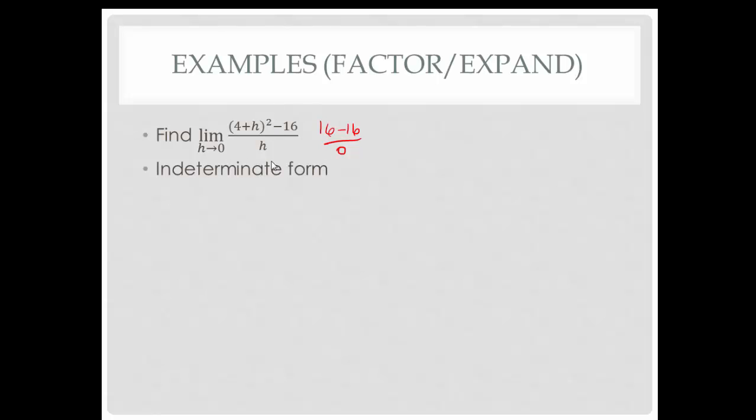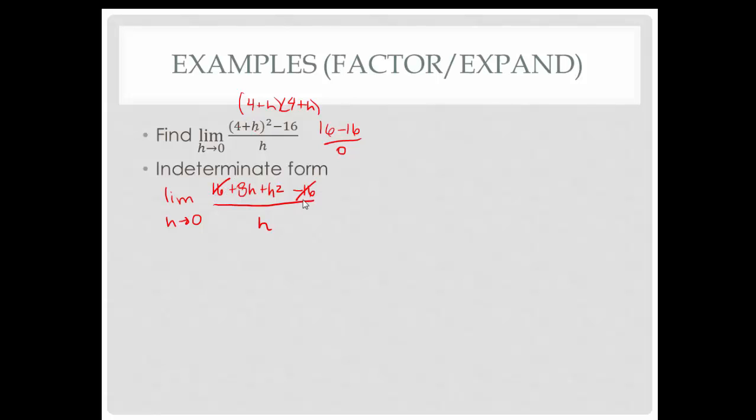Well, we could try factoring, but what we'll need is to be able to cancel out this h, and the factoring of the numerator isn't going to help us with that. So let's go ahead and try some expansion, see what happens. So we get the limit as h approaches 0. When you expand (4 plus h) squared, please keep in mind that's a FOIL. That's not 16 plus h squared. You can't just square the 4 and square the h. It's 4 plus h times another 4 plus h, which means it's 16 plus 8h plus h squared. Now minus 16 all over h.